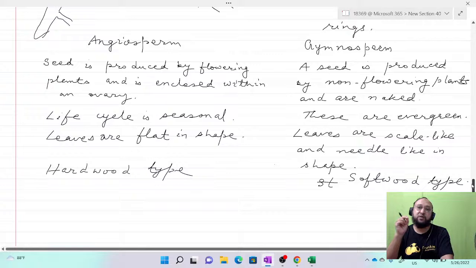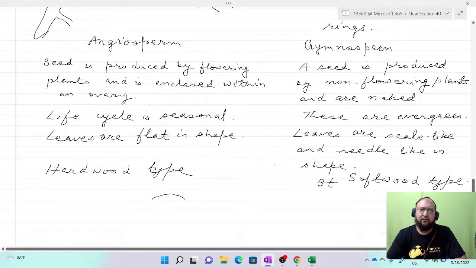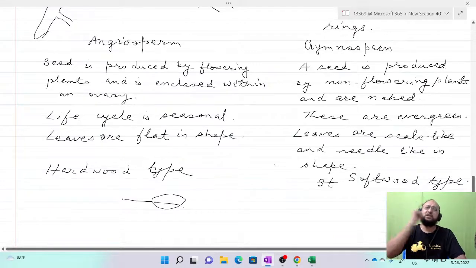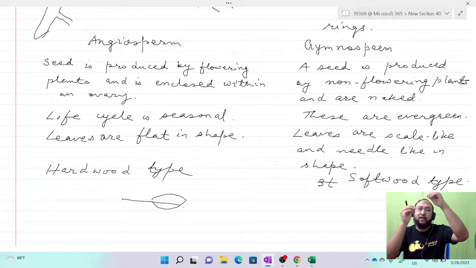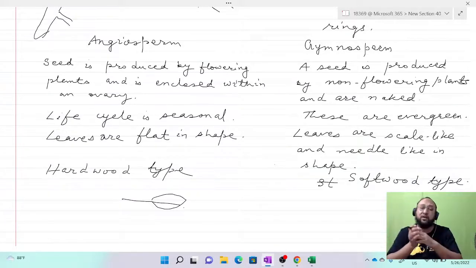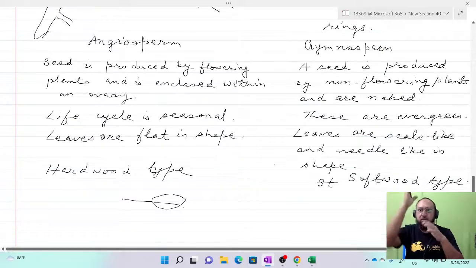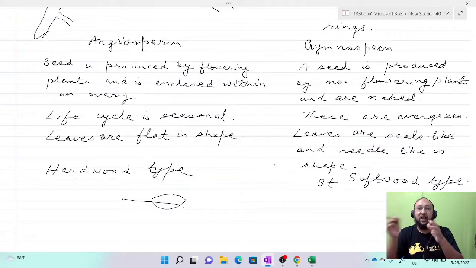But gymnosperms are evergreen. In angiosperms, leaves are flat, like the typical simple leaf-like structure that we have seen. But in gymnosperms, leaves are thick, conical, dark green, and have some cuticle, like in some coniferous forests and trees. The leaves are scale-like or needle-like, and they are thick, not like those we find in angiosperms.